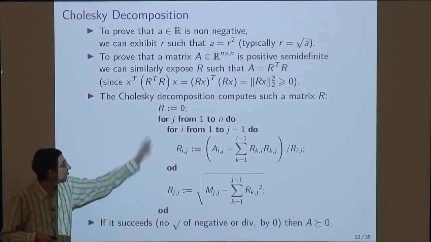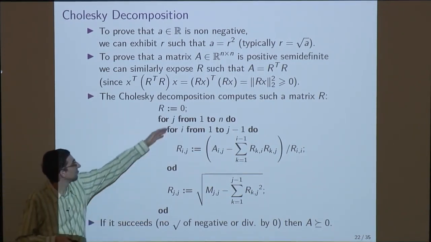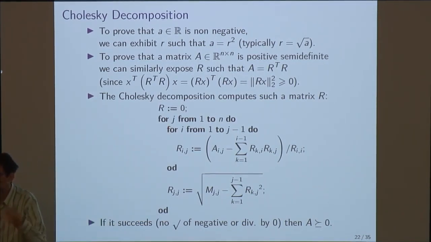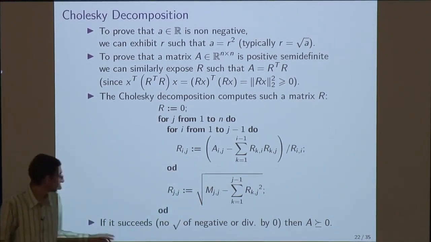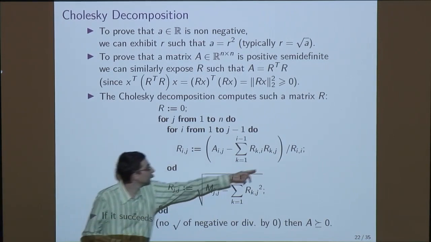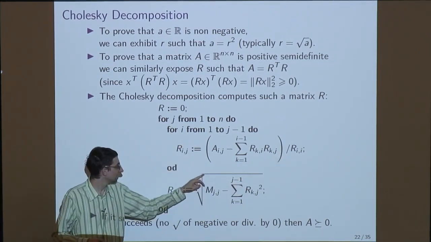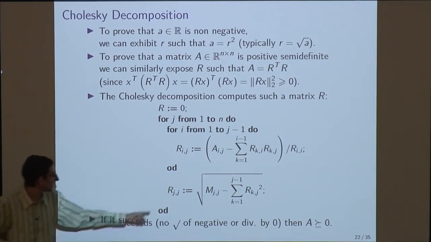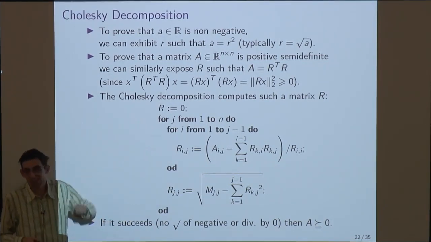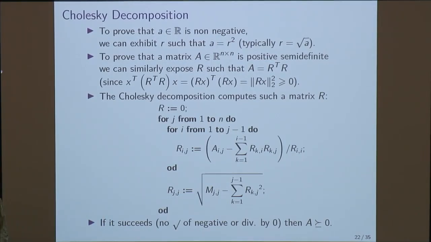Here it is. Don't look at the details, but basically it's 3 nested loops, and we are doing numerical computations with divisions and square roots. And if everything goes well, that is, we don't divide by 0 or try to take the square root of something that is negative, at the end we get some R, and the R we get is a proof that A is positive semidefinite.